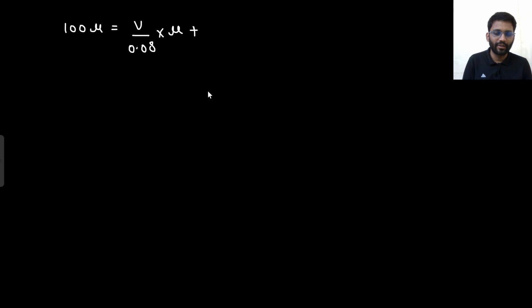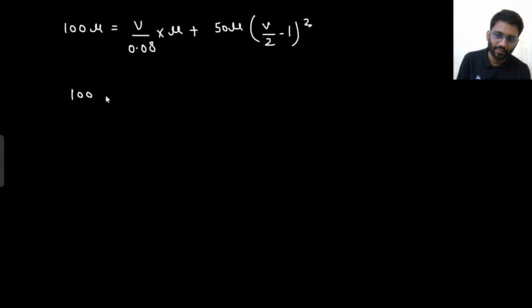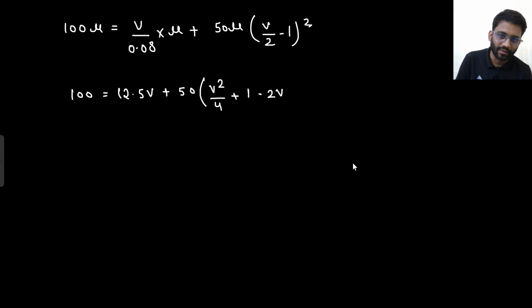So ID is 100 micro by 2. That means 50 micro into (V by 2 minus 1) whole square. Micro and micro will get cancelled. So 100 is equal to, this will be 100 by 8. What is 100 by 8? 12.5. So 12.5 V plus, micro and micro are cancelled, this is 50. This bracket I can solve. A square plus B square minus 2AB. So it will be minus V only.